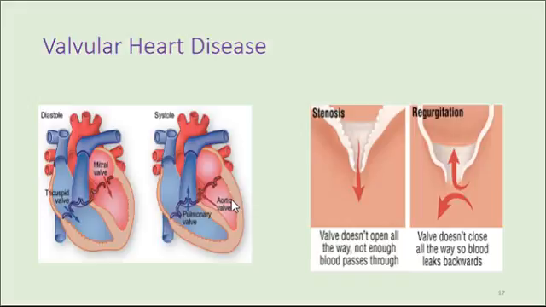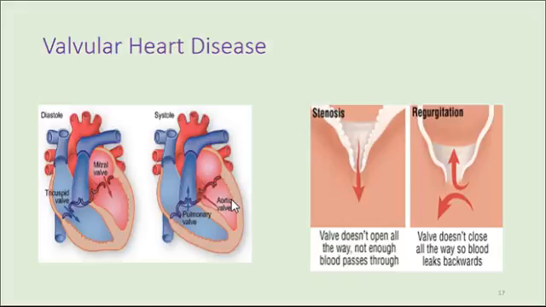It can be acquired valve disease from problems such as an infection, like infective endocarditis, or rheumatic fever, which your text mentions, the rheumatic heart valve disease. It can be a change in the valve structure, such as stretching or tearing of the muscles. That can happen from degeneration or also from dilatation due to the pressures in the heart.